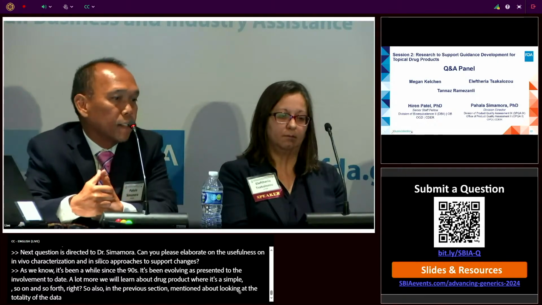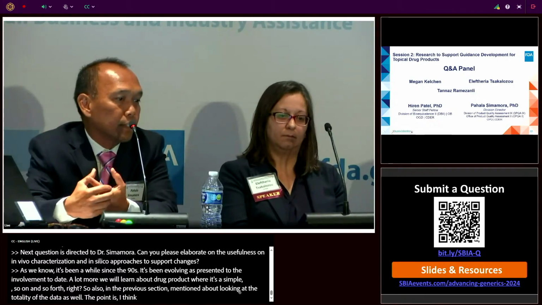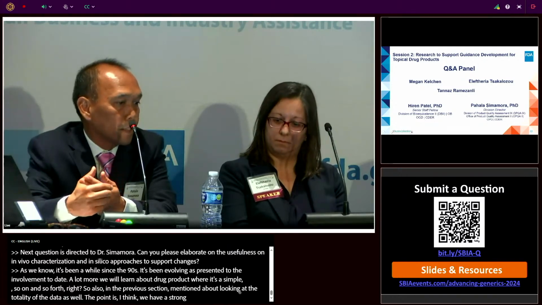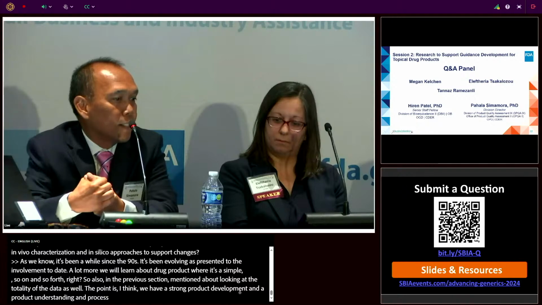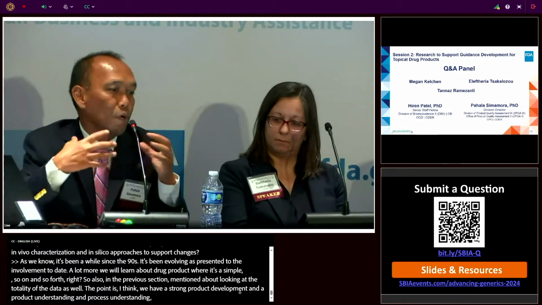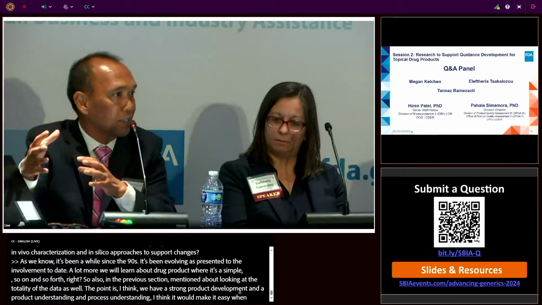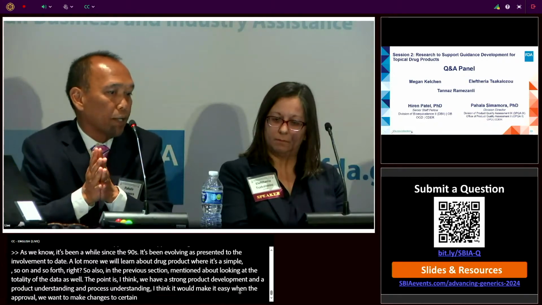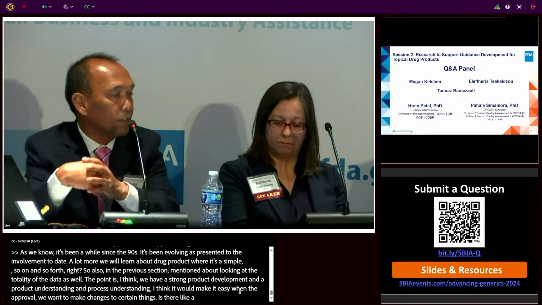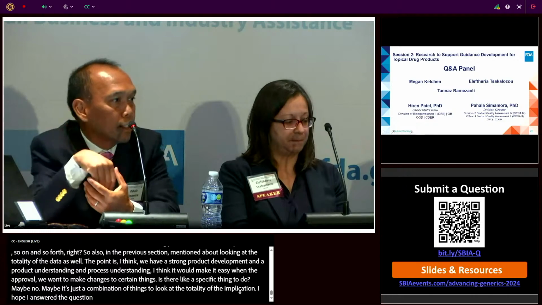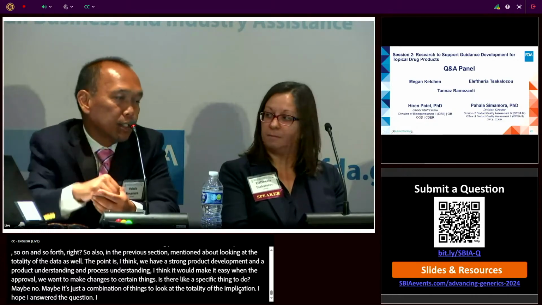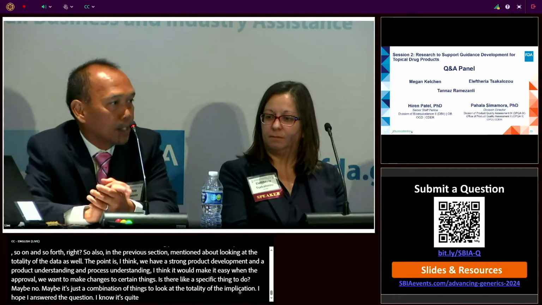The point is, I think with strong product development, strong product understanding and process understanding, it would make it easy when post-approval we want to make changes to certain things. Is there a specific thing to do? Maybe not. Maybe it's a combination of things to look at the totality of the information. I hope I answered the question. I know it's quite generic, but compared to what we have currently, which is the standard for post-approval change.